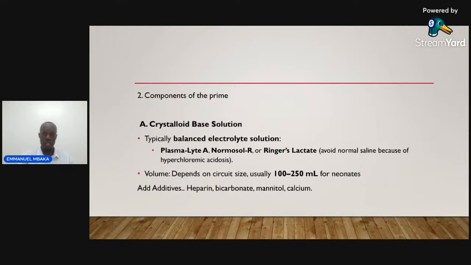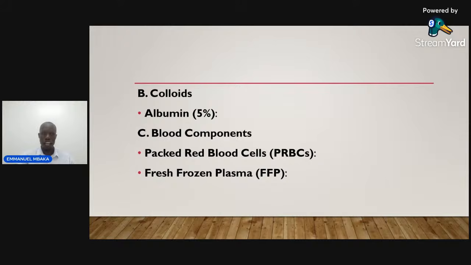Also, you need to use mannitol. The use of mannitol is to promote osmotic diuresis and reduce edema. And in case you're using a blood prime, you need to add calcium, because you remember the citrate in that blood. So calcium will bind citrate. Next slide.